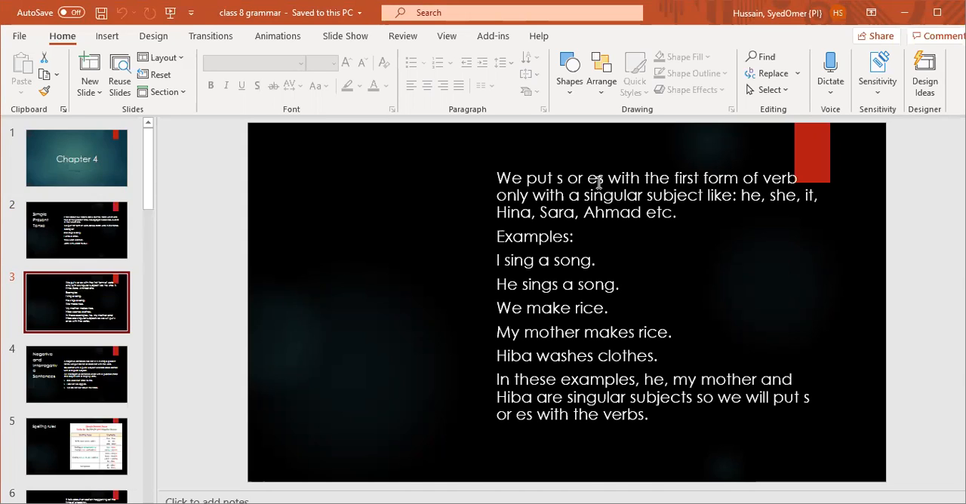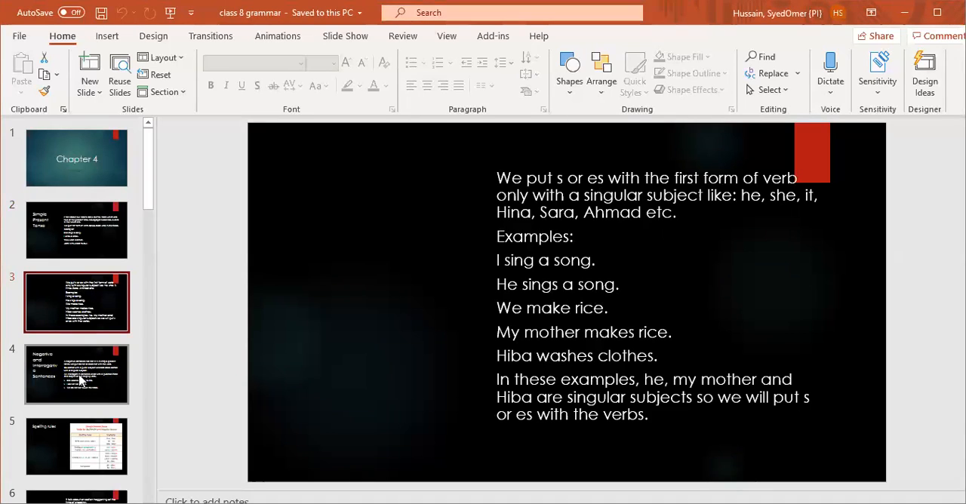Okay. But we put S or ES only with the singular subject, means one subject. We never put S or ES with the plural subject. Got it? For example, if I say she comes, he writes, they come, they write, I write, Ali writes. With Ali, with he, with she, with it, we put S or ES. But we never put S or ES with I, we, they, or any plural name. Got it?